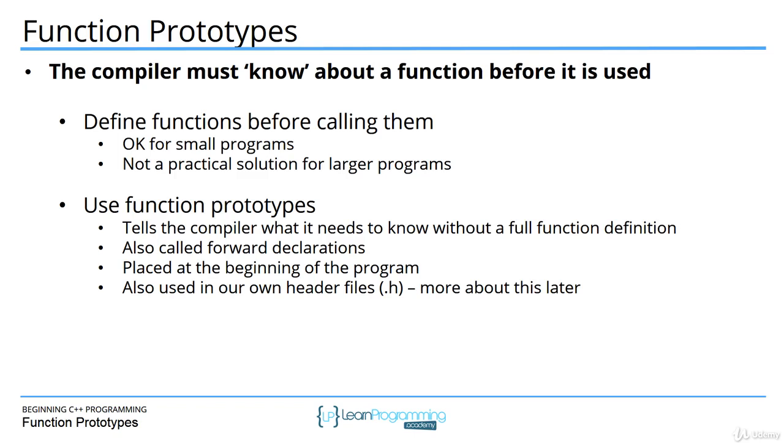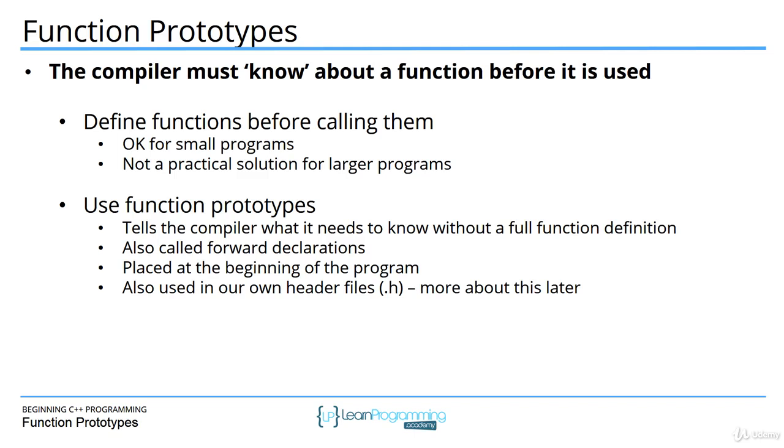The first way is to make sure we define all functions before they're used. This is okay for many small programs, but it quickly becomes very difficult to do. And in the case of two functions that call one another, it's impossible. So rather than have to worry about the order in which we define functions, C++ allows us to create function prototypes. Function prototypes tell the compiler all it needs to know about a function so that it can be sure that the function is being called correctly.